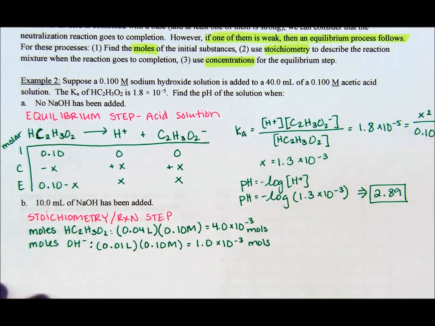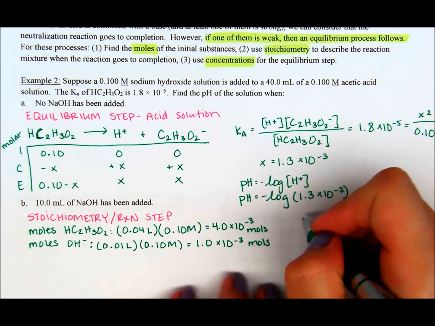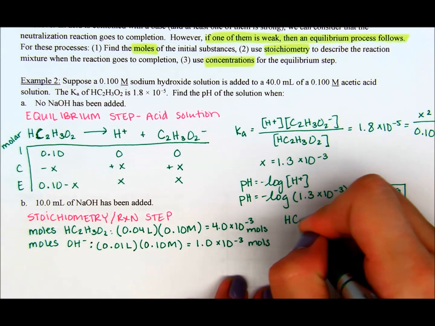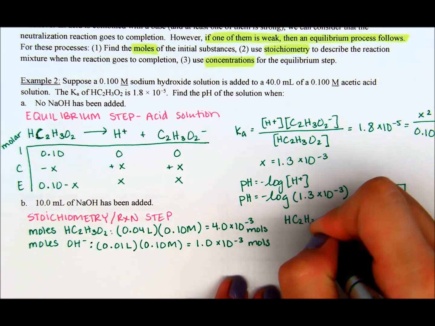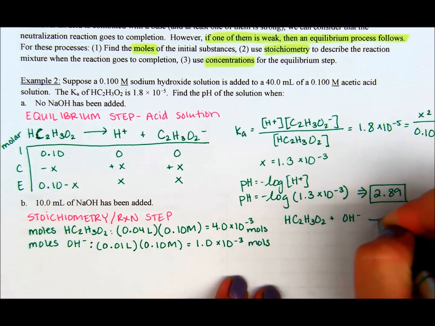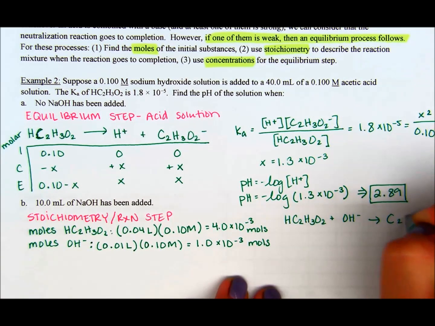Step 2, we're going to use stoichiometry now to describe the reaction mixture when this goes to completion. I'm going to do that using an ICE table over on the side. So I'm going to write my equation. I have my acetic acid plus my sodium hydroxide, which I'm going to represent with just hydroxide, going to acetate.